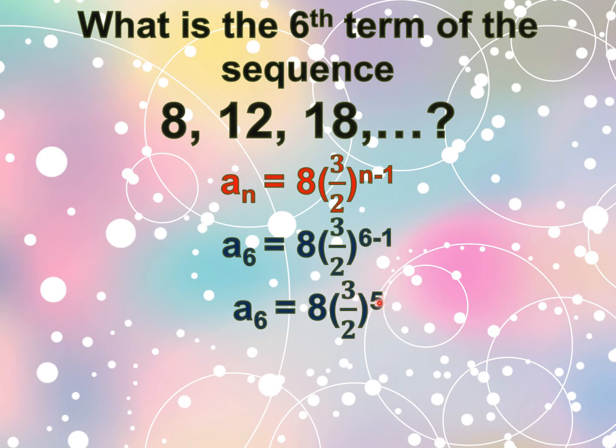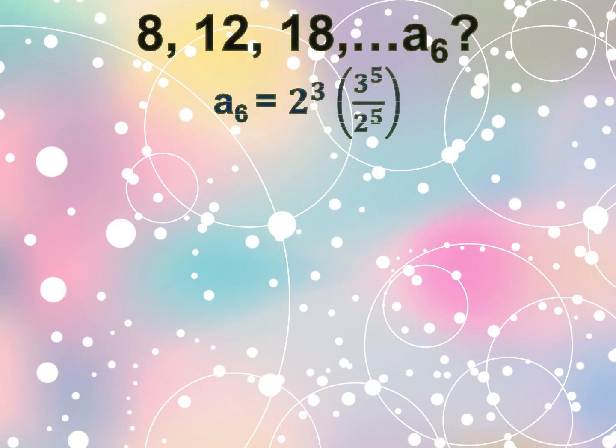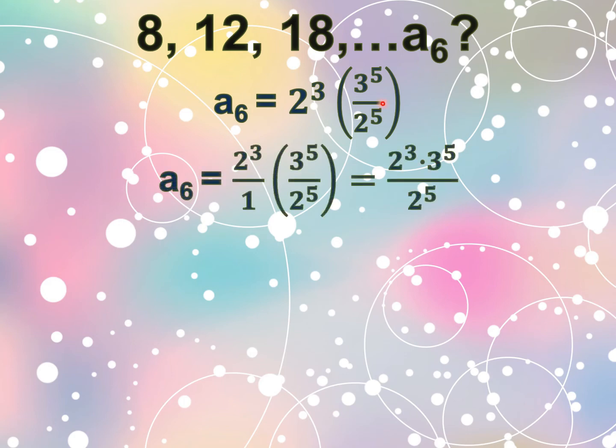Because our base is again a fraction, we distribute this exponent 5 to the numerator and the denominator. So, it becomes 3 raised to 5 over 2 raised to 5. And the same process again, we make the 8 into exponential form, which becomes 2 raised to 3. So, a sub 6 is equal to 2 raised to 3 times 3 raised to 5 over 2 raised to 5. Let us put a denominator of 1 under the 2 raised to 3, and then multiply numerator to numerator, denominator to denominator. So, it becomes 2 raised to 3 times 3 raised to 5 all over 2 raised to 5.